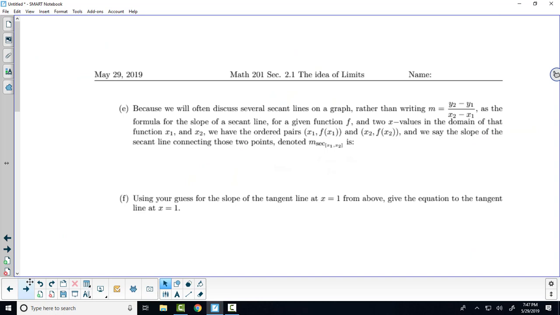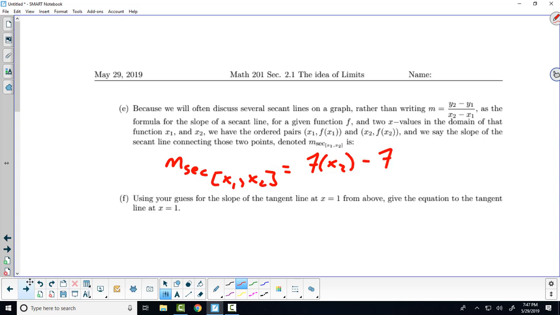So here, I think I already put this up there, but let's just do it one more time. The slope of the secant line connecting x1 to x2, we're going to write as f of x2 minus f of x1 all over x2 minus x1. What's one caveat here? We're talking about these two ordered pairs. What are we assuming about these two ordered pairs? That they're not the same ordered pairs, right?